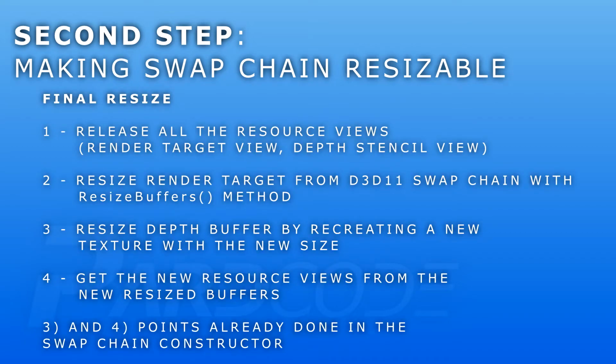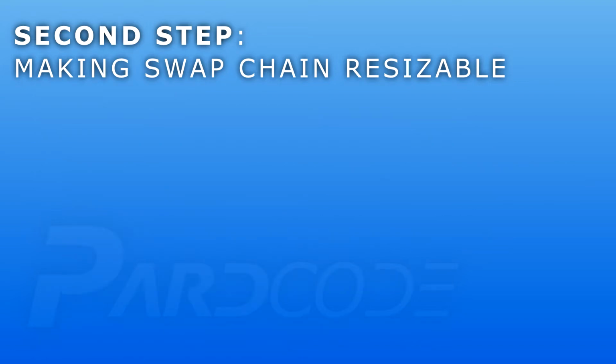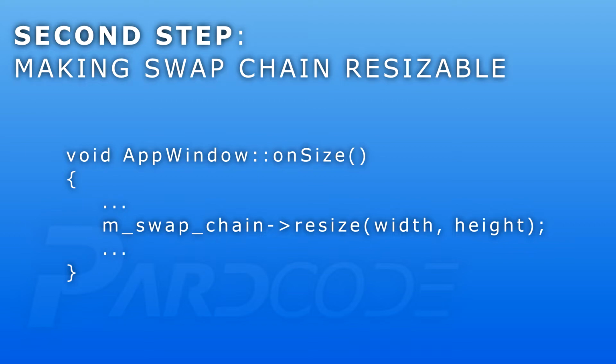As first thing, we have to release all the so-called view resources, so the render target view and the depth stencil view. Then we can resize the render target with the ResizeBuffers method and the depth buffer. At the end, from these buffers, we can recreate the view resources that are used by the device context to bind the render target and depth buffer into the graphics pipeline. Once this step is done, we can easily call the resize method in the onSize method of the AppWindow class.